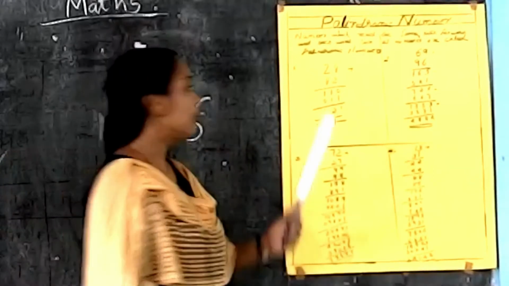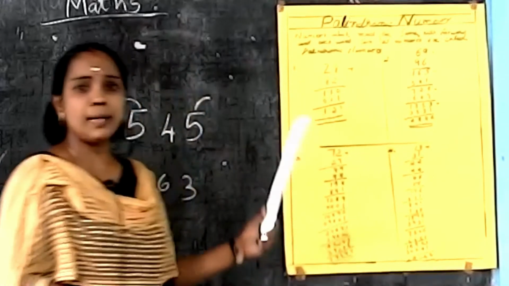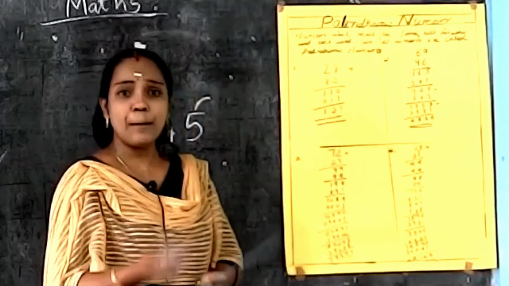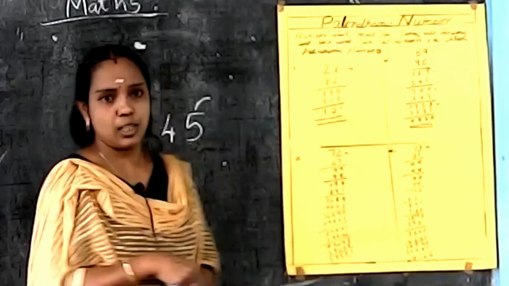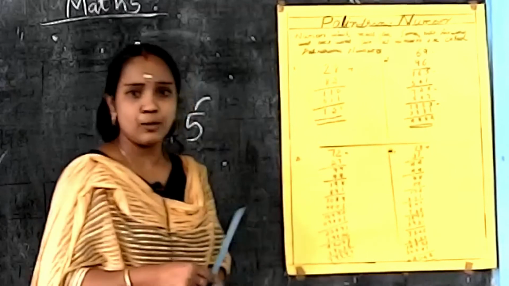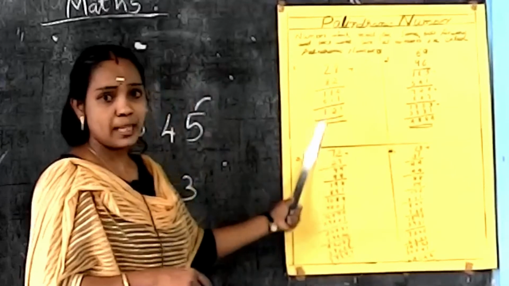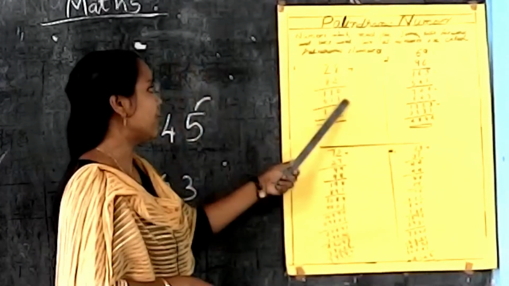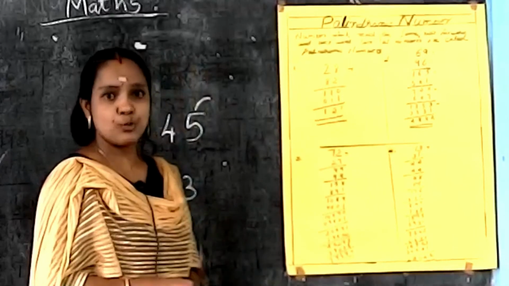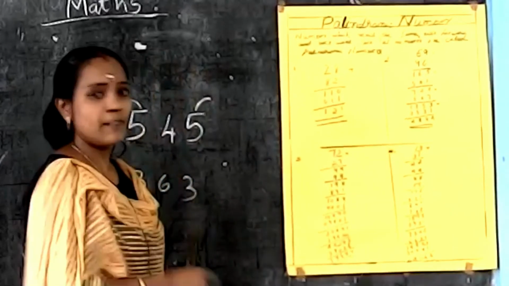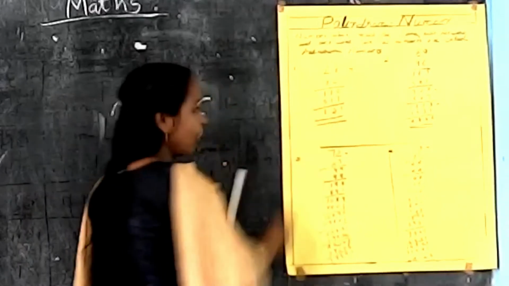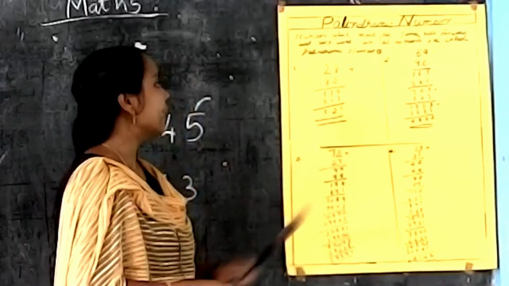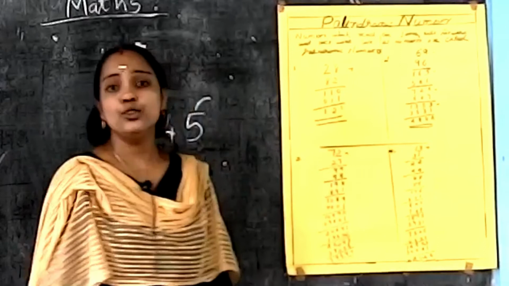How can we find them? Firstly, I take 28. Write it in reverse order. What number did you get? 82. What is the answer? 8 plus 2, 10. Carry 1. 8 plus 2, 10 plus 1, 11. Again, reverse it. 110, reversing it, what did you get? 0, 1, 1. And adding, you got 121.